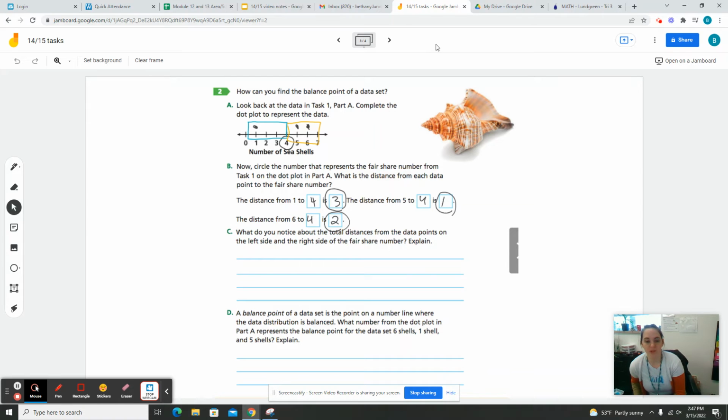Well, we notice that if we count up the total distances, the total distance on the left side is 3. Okay, and then on the right side, we have 6 is 2, and then 5 is 1. So we added up the distances that we have on each side. We see that the balance, right? The total distances on each side are the same.